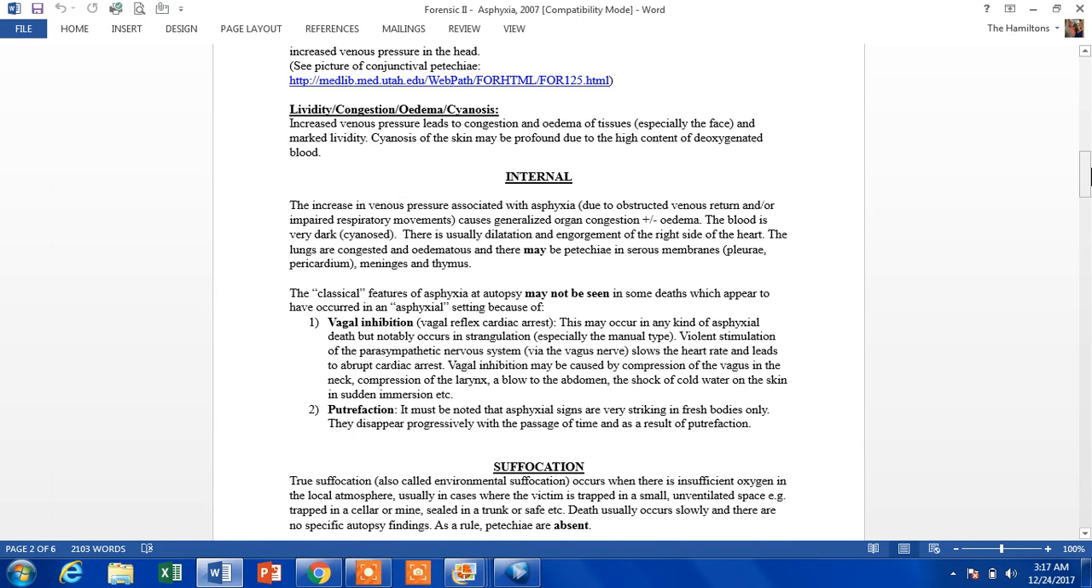her thymus is gone. Okay, the classical features of asphyxia at autopsy may not be seen in some deaths, which appear to have occurred in an asphyxial setting because of vagal inhibition, vagal reflex, cardiac arrest. This may occur in any kind of asphyxial death, but notably occurs in strangulation, especially the manual type.